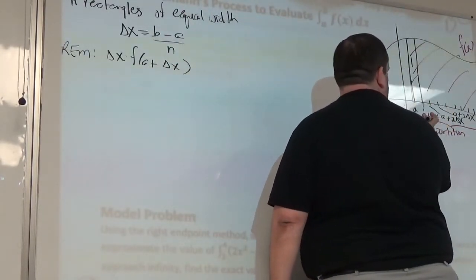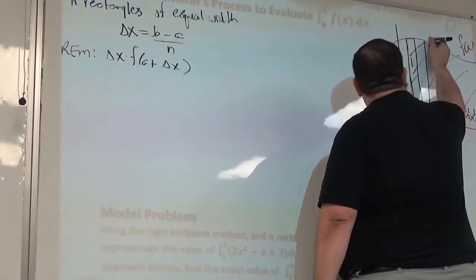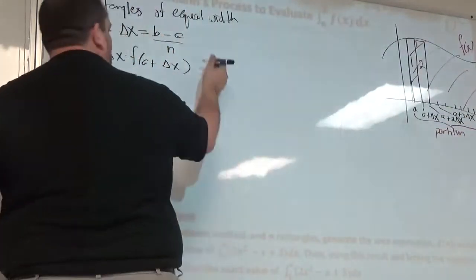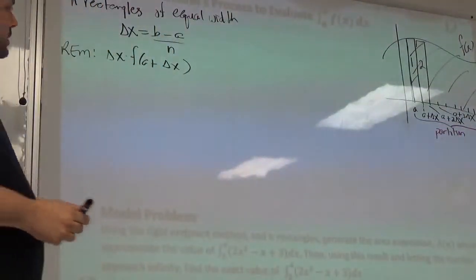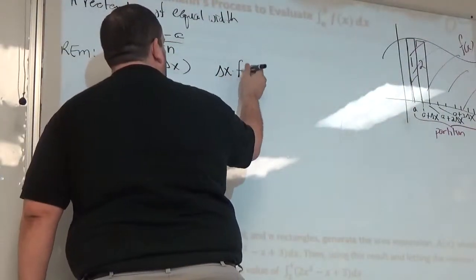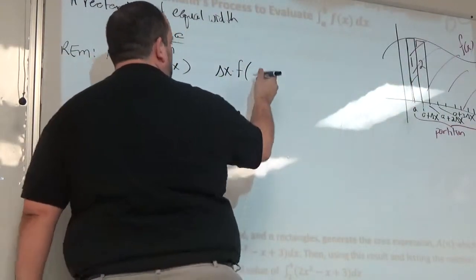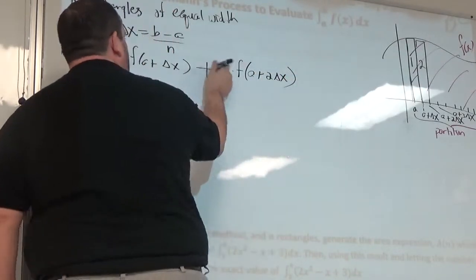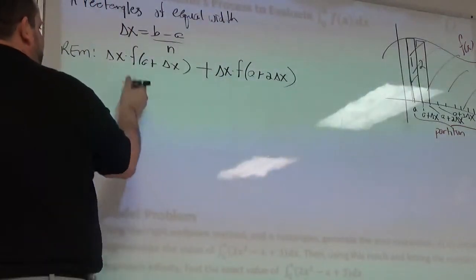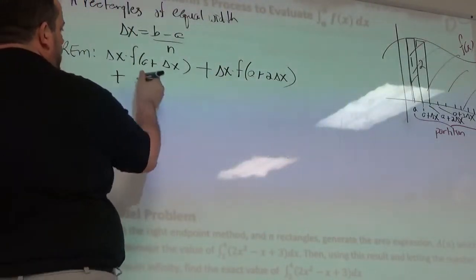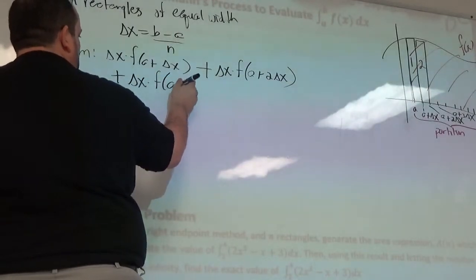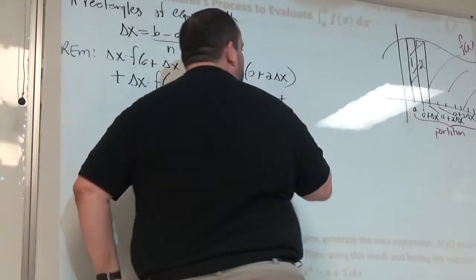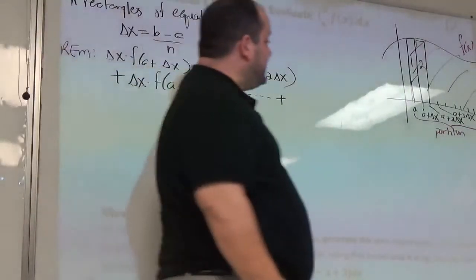Second rectangle, I'm going from a plus delta x to a plus 2 delta x. I'm going to go to the right, up, over, down. Victoria, what's the area for that second rectangle? Delta x times f of a plus 2 delta x, right? And I'm going to add those two together. If I wanted the area of the third one, what's it going to be? Delta x times f of a plus 3 delta x. And I'm going to keep going with this process until I hit the nth rectangle.